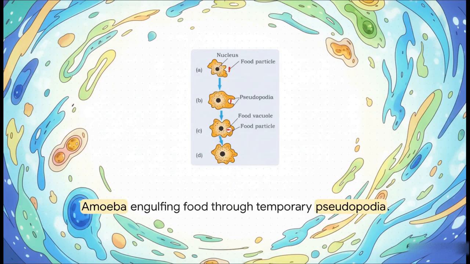To see how wild this can get, look at the single-celled amoeba. It doesn't have a mouth, it doesn't have a stomach. So how does it eat? It solves the nutrition problem by pushing out these temporary extensions of its cell surface, called pseudopodia, and literally wrapping its entire body around a food particle, pulling it into a temporary food vacuole. It is a beautifully simple, highly effective way to just engulf a meal.